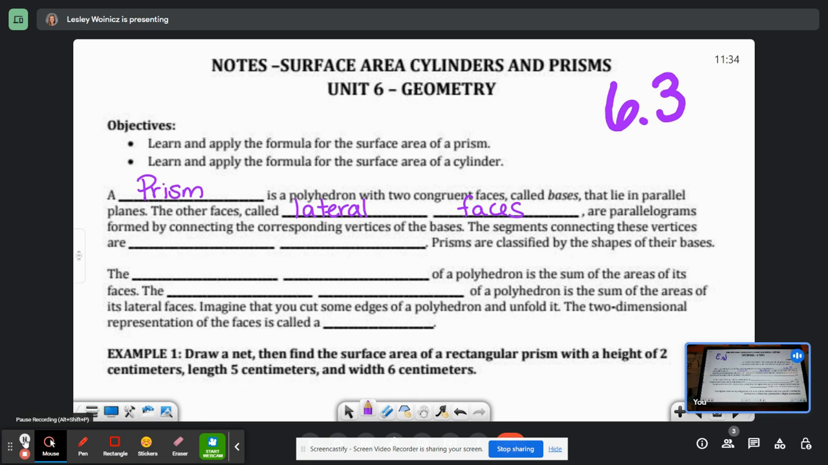Okay, the lateral faces are parallelograms formed by connecting the corresponding vertices of the bases. The segments connecting those vertices are called lateral edges. Prisms are classified by the shapes of their bases. Okay, we already knew that.